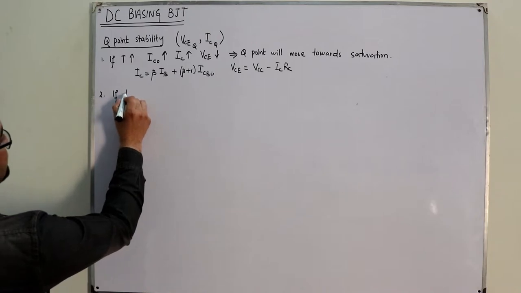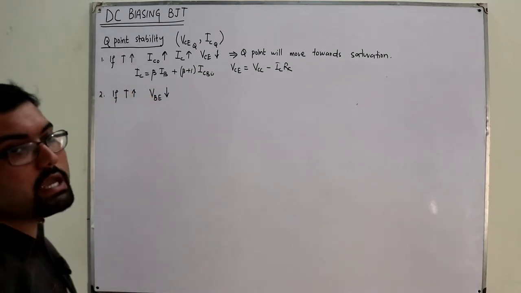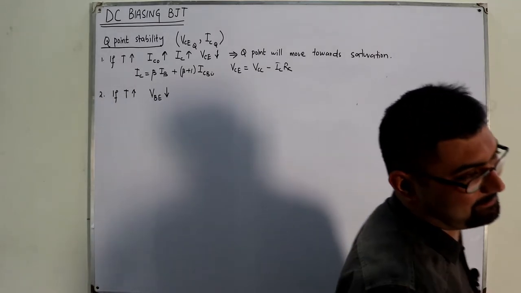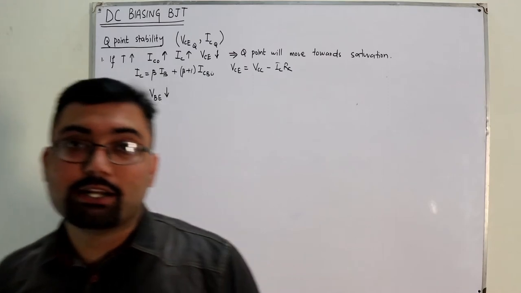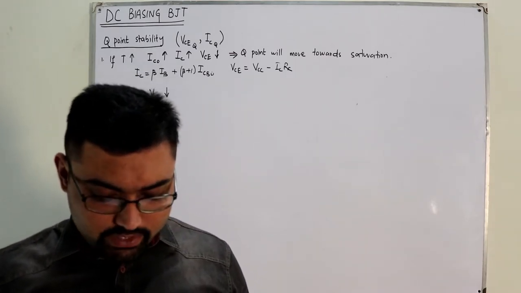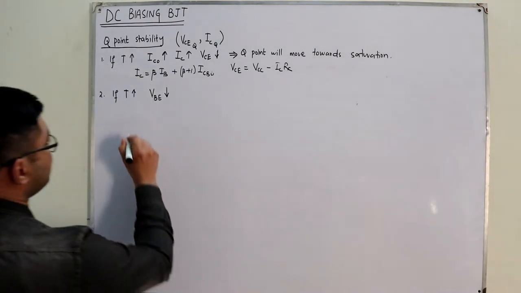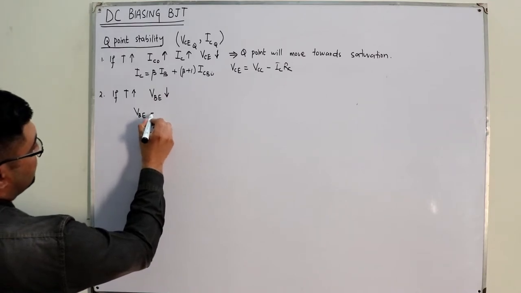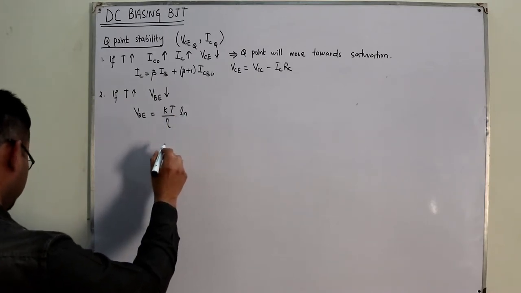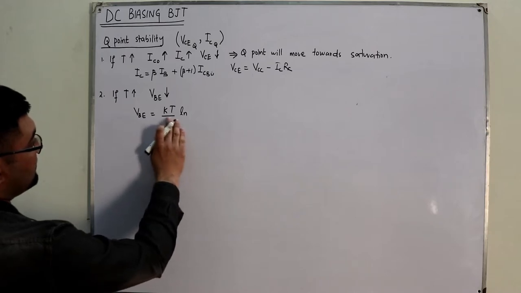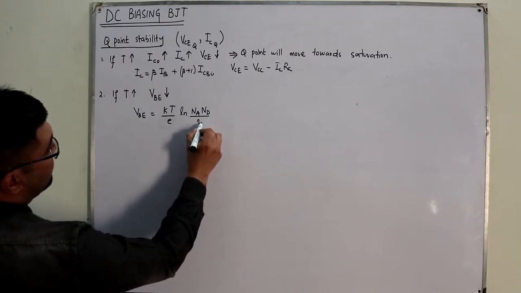The second thing that happens is that if the temperature is increased, the VBE will reduce. VBE is what? It's the barrier potential of the forward bias diode, the forward bias PN junction. VBE would reduce with the increase in temperature. How is that? So let me tell you that VBE is what? It's (KT upon e) ln of (NA ND upon Ni whole squared).